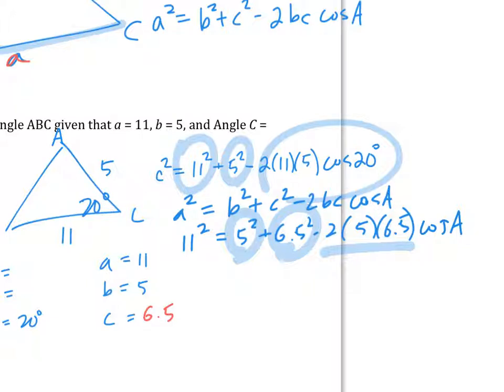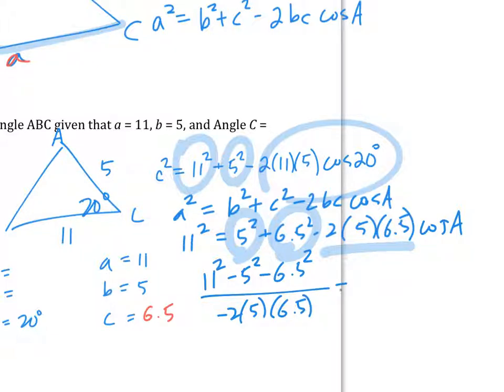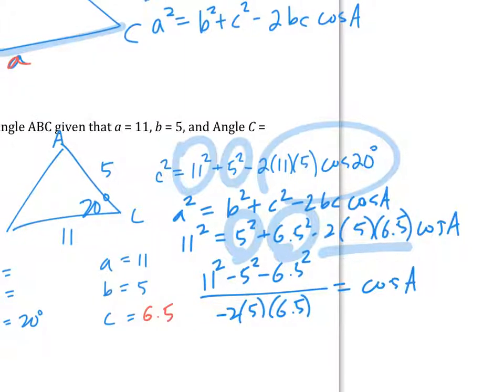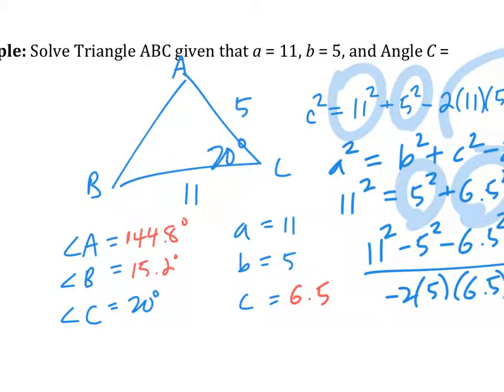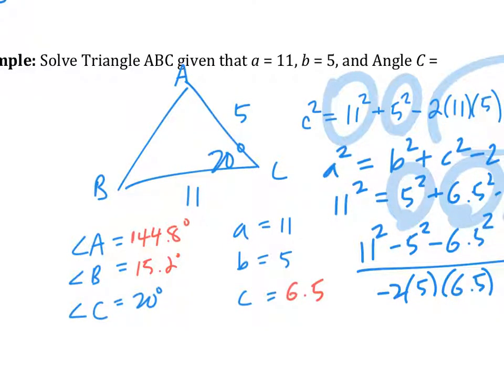Are you guys okay? So 11 squared minus 5 squared minus 6.5 squared, divided by negative 2 times 5 times 6.5, is equal to cosine A. And then you just do inverse cosine to figure out A. So angle A is 144.8 degrees, and then B is 15.2 degrees. No? 135? I'll check. Yeah, about 145. It's just how much you rounded.